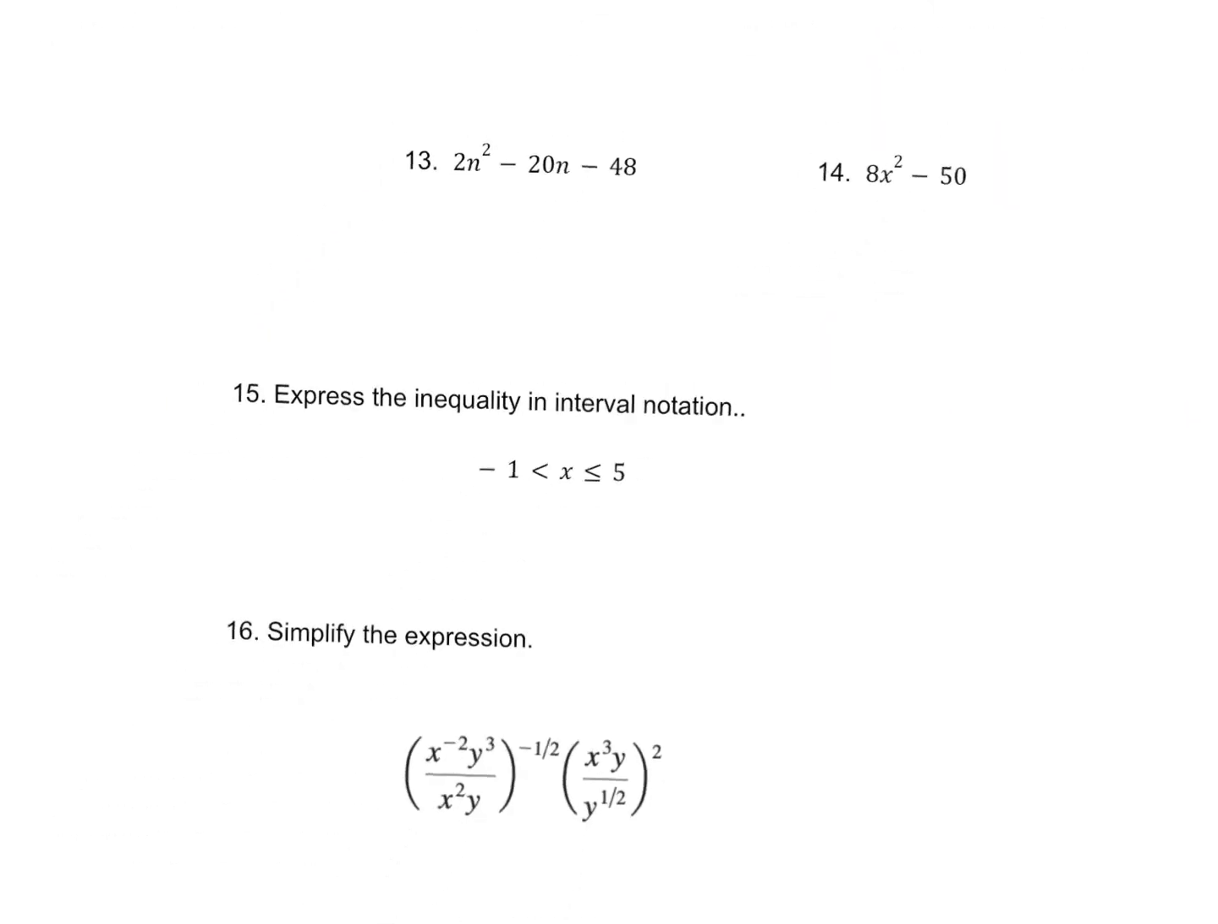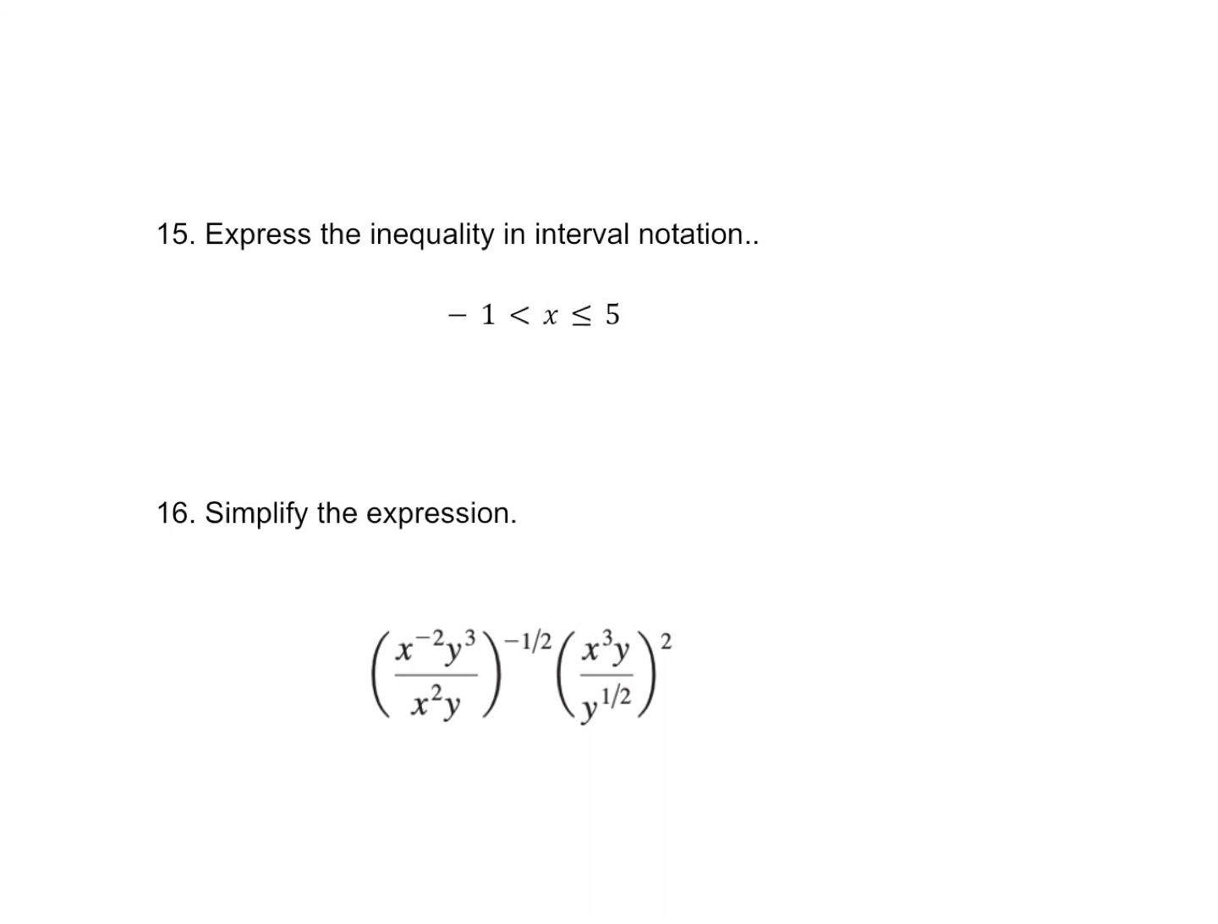All right, 2 more to go. Number 15, interval notation. I think you'll get this one, no issue. Negative 1, we're going, x is between negative 1 and 5. Negative 1 does not have an equal sign, so I'm going with the parentheses. 5 does have an equal sign, so we're going with the bracket.